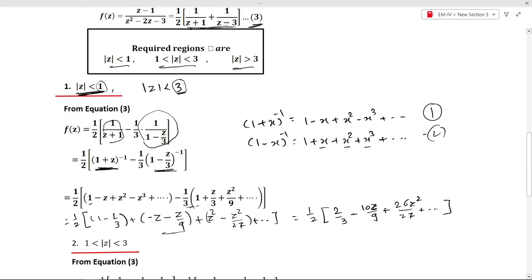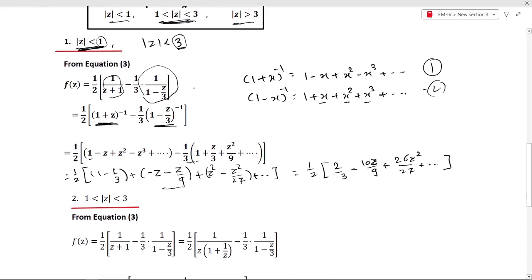Now similarly we will find the series for the second region, 1 less than mod z less than 3. So here your region is 1 less than mod z less than 3. So you can split this region in two parts.